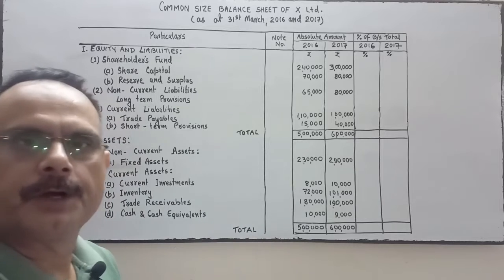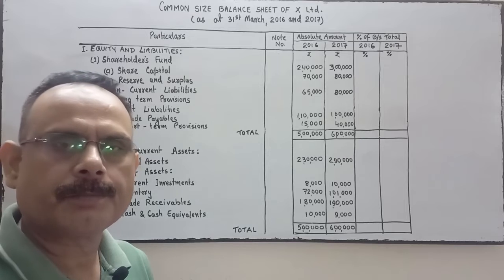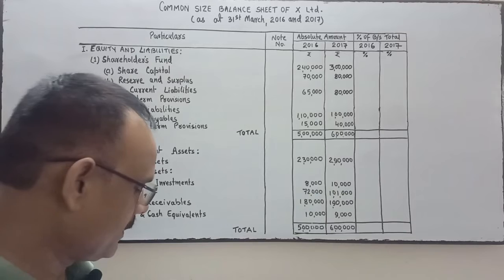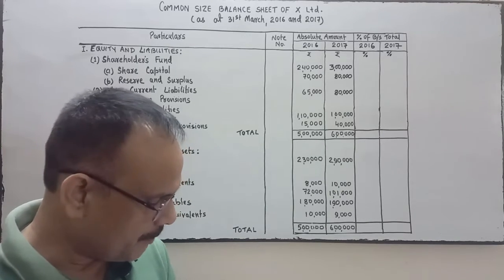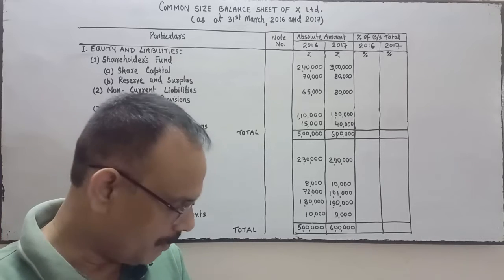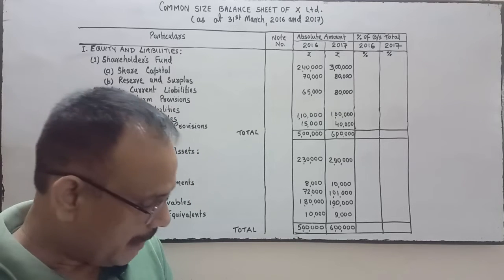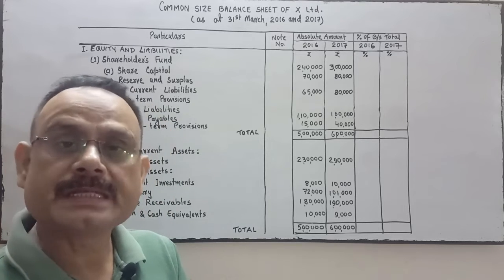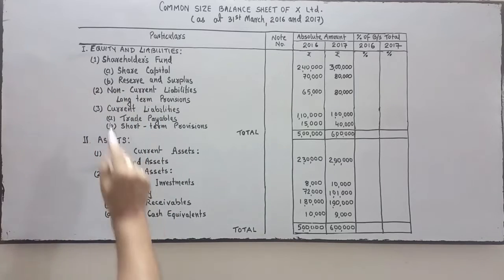This is drawn in the vertical format. Balance sheet is always drawn in vertical format, so common size balance sheet will also be drawn in a vertical format. So the information is share capital, reserve and surplus, trade payables, trade receivables, short-term provision, fixed assets, long-term provisions, current liabilities, inventory, cash and cash equivalent. After going through this detail in the particular, you see which item is related to which heading. For instance, share capital and reserve and surplus are part of shareholders fund.